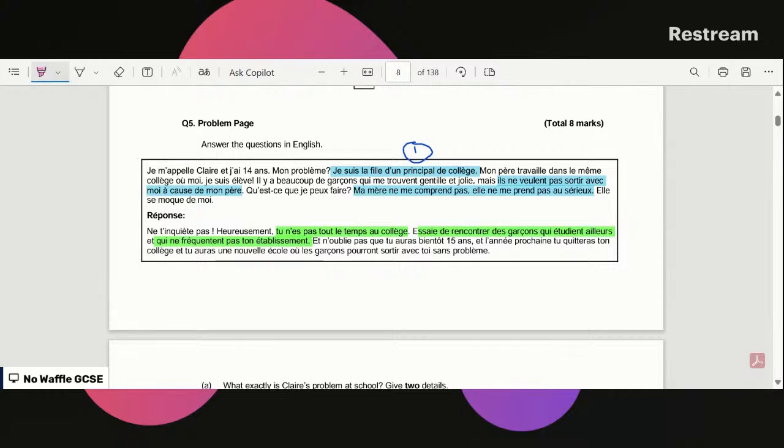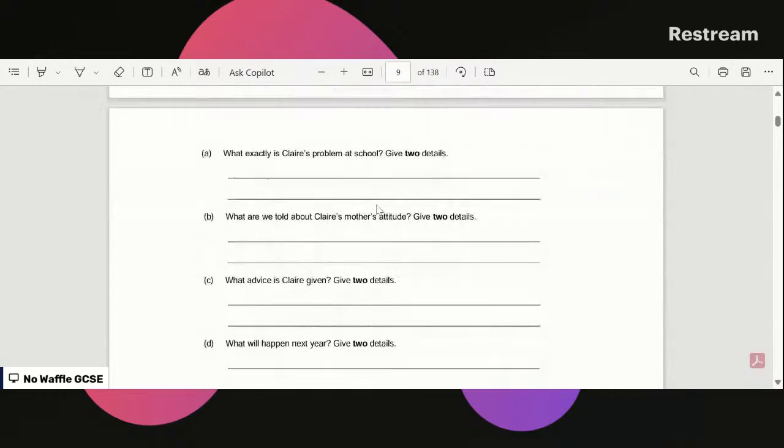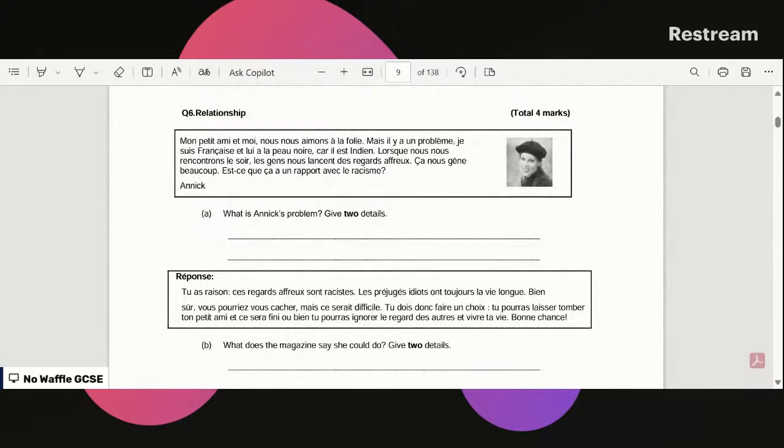So you can see here, n'oublie pas que tu auras bientôt 15 ans, et l'année prochaine tu quitteras, you will leave school. Et tu auras une nouvelle école, you will have a new school, où les garçons pourront sortir avec toi sans problème, where boys will be with you without any problem. Okay. So that is what will happen next year. So two things that will happen next year: she'll go to a new school and then boys will want to be with her no matter what. We're now on to relationships.